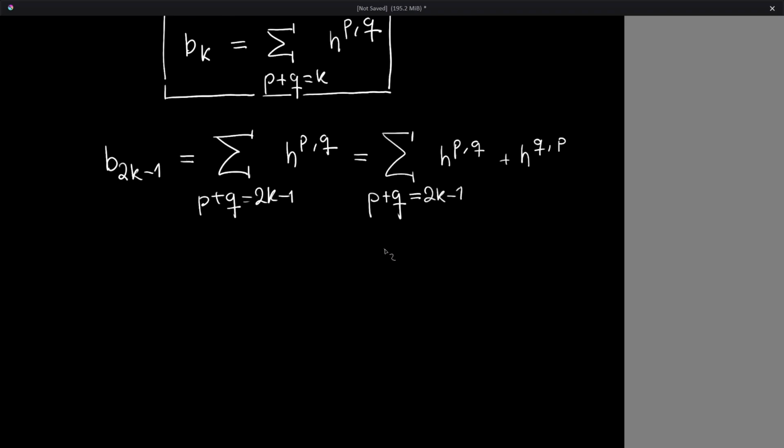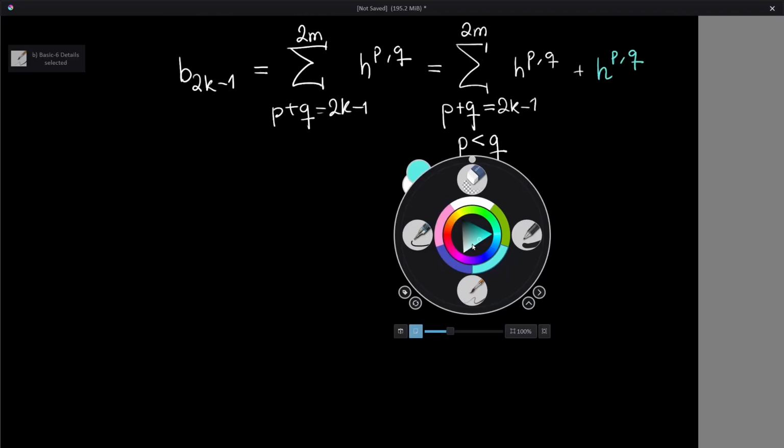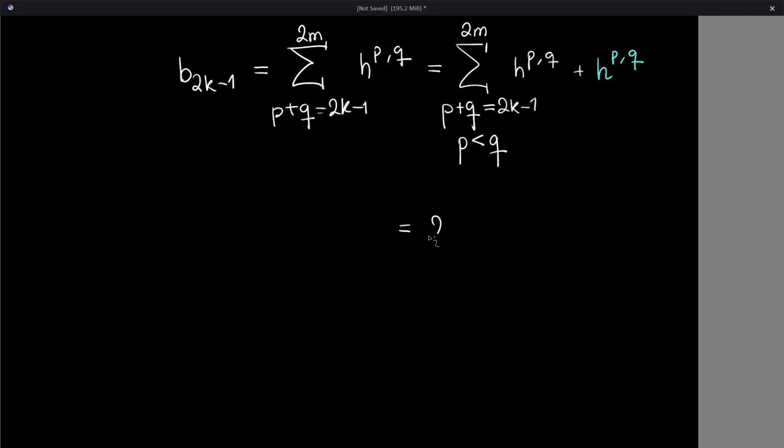We're pairing, let's say, h^{1,2} and h^{2,1}. So in order to avoid the double counting, we have to say that p is less than q, and both of these are up to 2m. And because of Hodge symmetry, we can rewrite this as h^{p,q}, but then we get an extra 2. So this is equal to 2 times the sum over p plus q equals 2k minus 1, p less than q, up to 2m, of h^{p,q}.